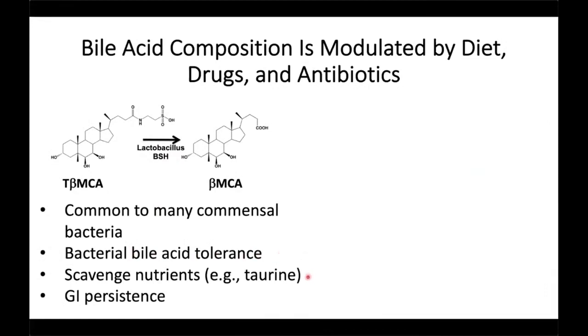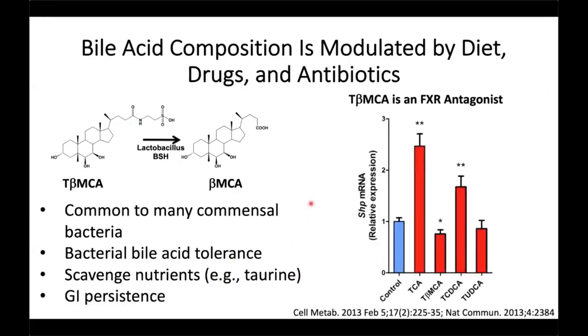We've published a few papers to suggest that this deconjugation pathway, or the removal of taurine from taurine beta-muricholic acid, is perhaps a key scavenging event that provides some energy for the organism as well. And most importantly, these commensals need this bile salt hydrolase for gastrointestinal persistence, meaning they need this to be able to stay colonized within the niche of the small intestine.